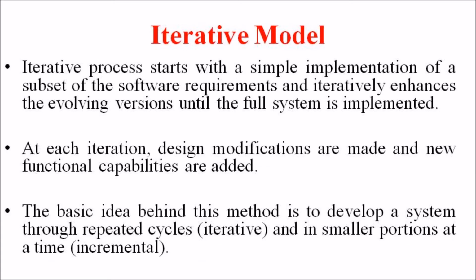In the iterative model, the iterative process starts with a simple implementation of a subset of the software requirements and iteratively enhances the evolving version until the full system is implemented. At each iteration, design modifications are made and new functional capabilities are added. The basic idea behind this model is to develop a system through repeated cycles or iterations, and in smaller portions at a particular time, called increments.